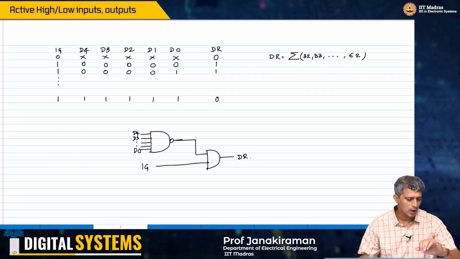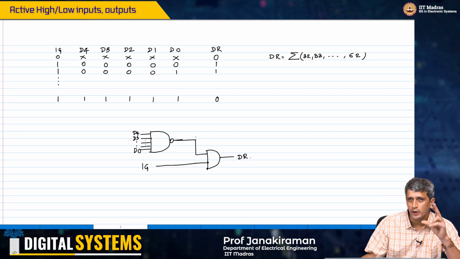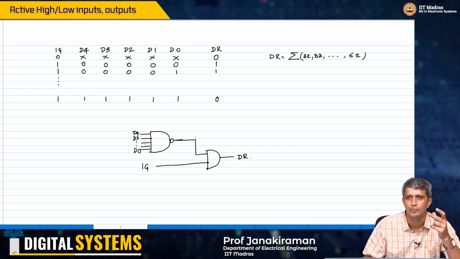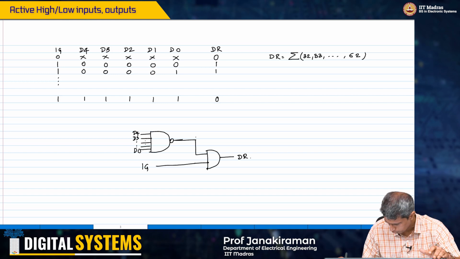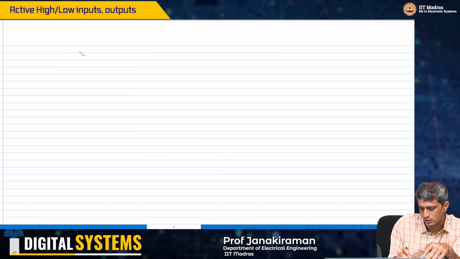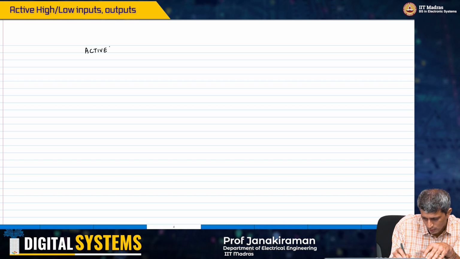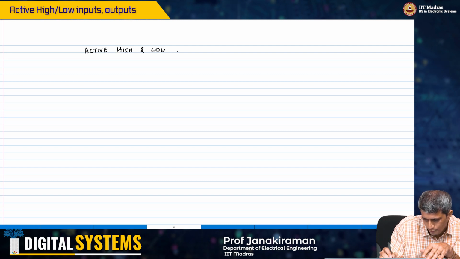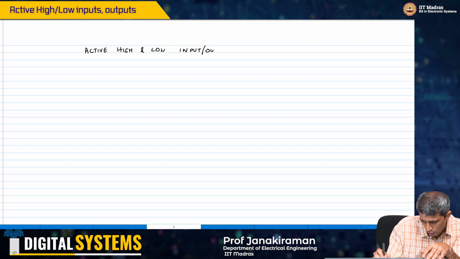Now, this may be a good juncture for us to introduce the idea of an active high and active low input, or an active high and active low output. Okay. Active high and low input/output.